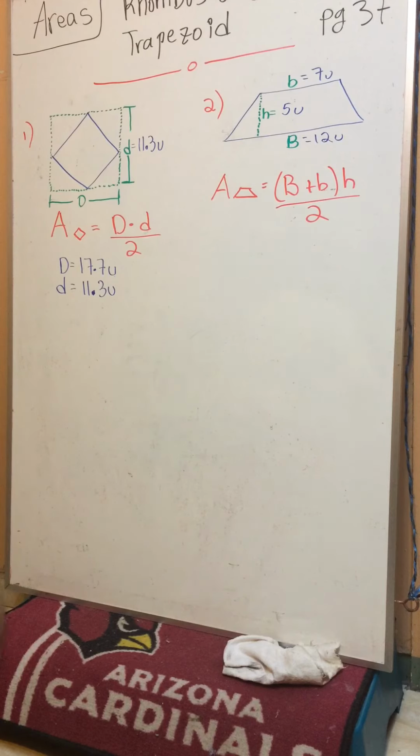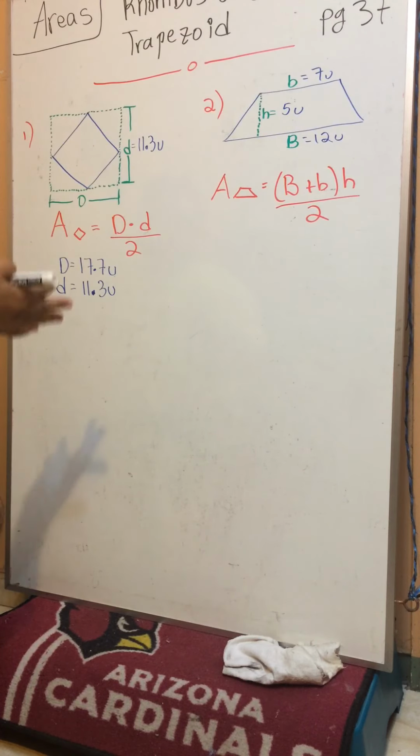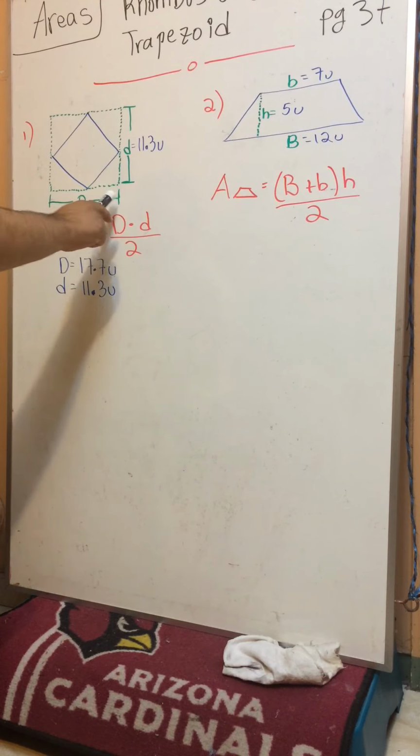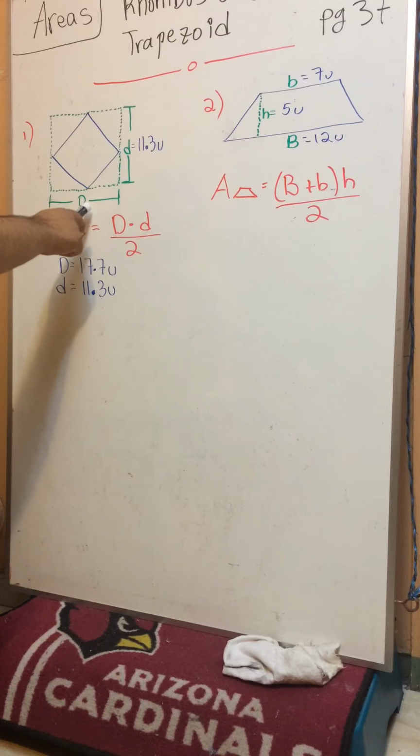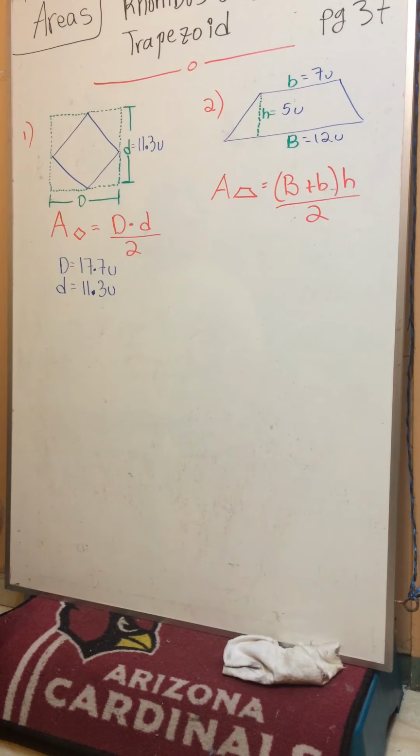When we're talking about a rhombus, we have to measure the two diagonals. Technically they are the lines outside of the normal figure. We have a larger diagonal, which is capital letter D, and a smaller diagonal, which is a lowercase d. Then we apply the formula. It's the bigger diagonal times the smaller diagonal divided by 2.